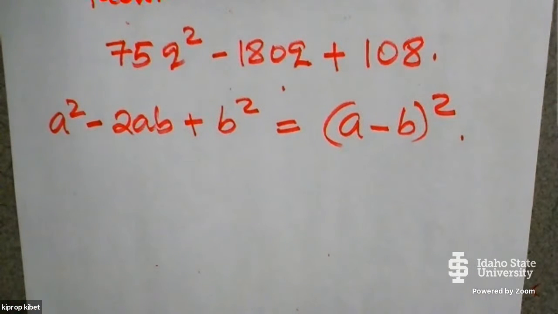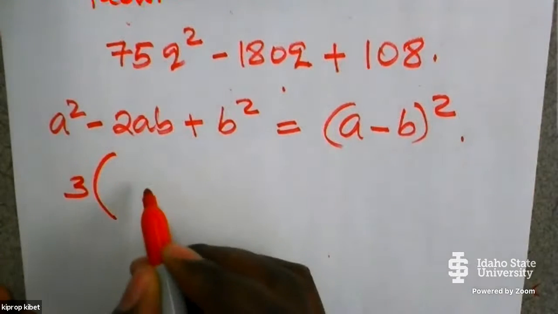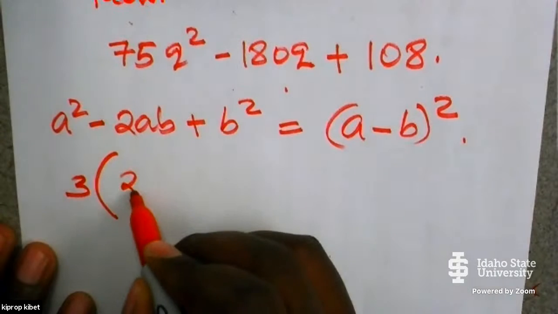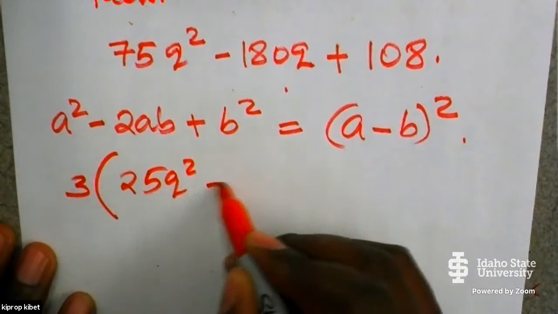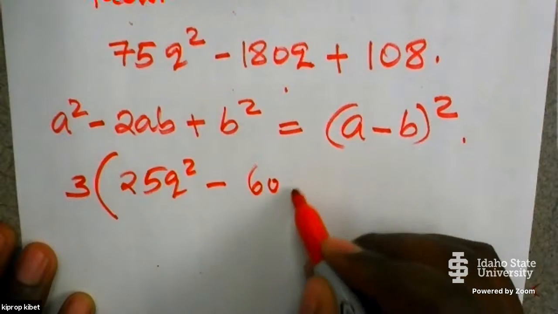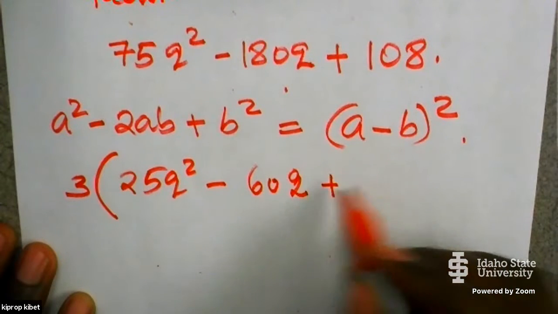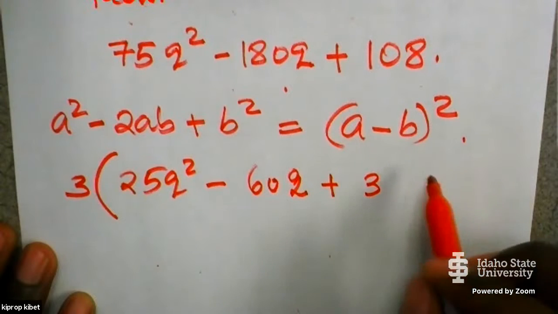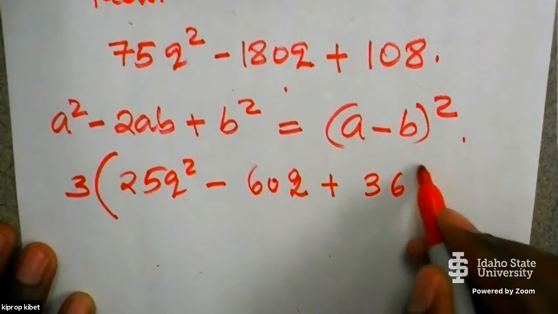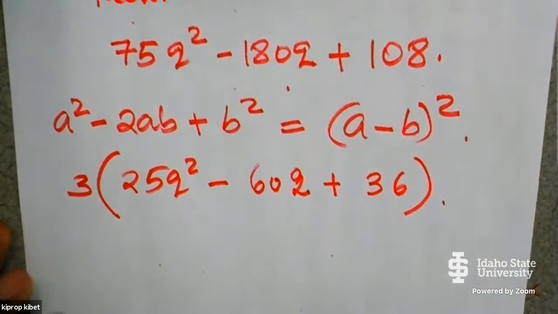Now, before we go to the next step, is there anything common there? 3, right? So when you factor out 3, what remains? 25q squared minus 60q plus 36.